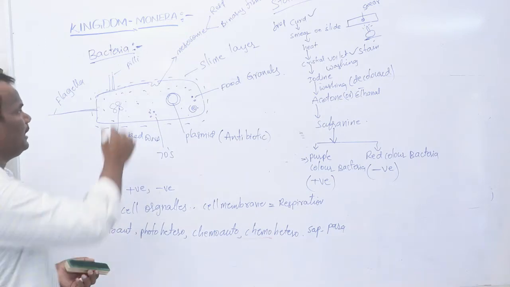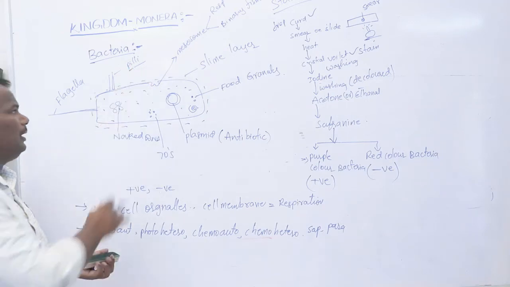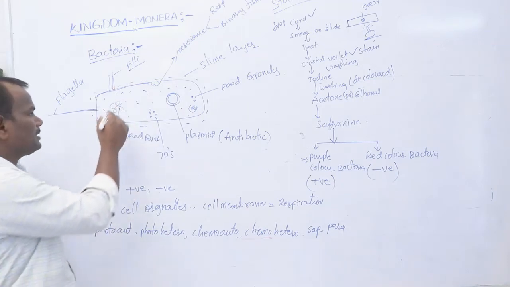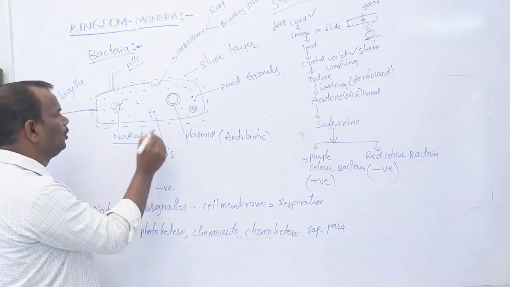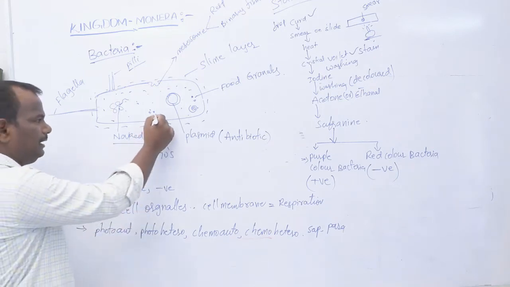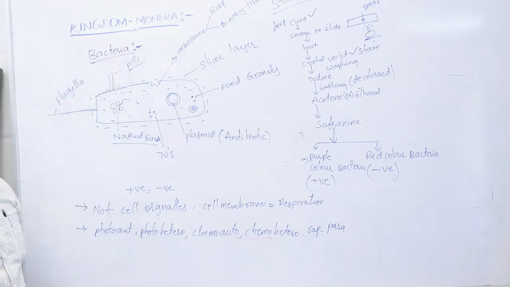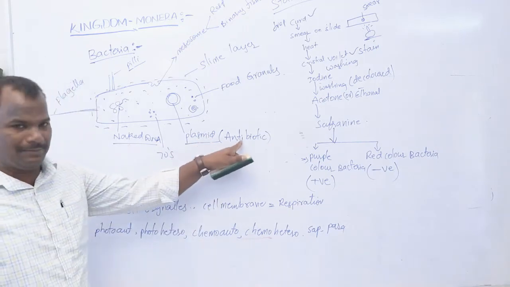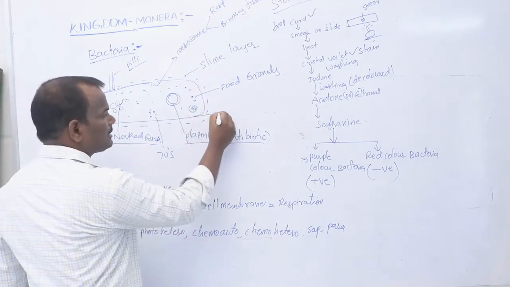In this bacteria, the villi are useful for motility, and they are also used in sexual reproduction. Next, the genetic material is transferred through the naked DNA. Next, 70S ribosomes: these bacteria are Monera, and only 70S ribosomes are there. Next, the plasmid. What is the function of the plasmid? It has antibiotic nature.